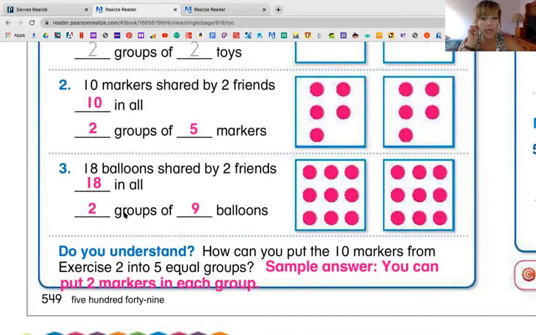How can you put the 10 markers from exercise 2 into 5 equal groups? Okay, well, let's do this one together.